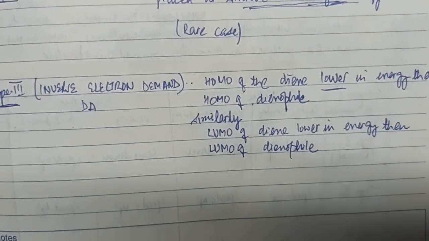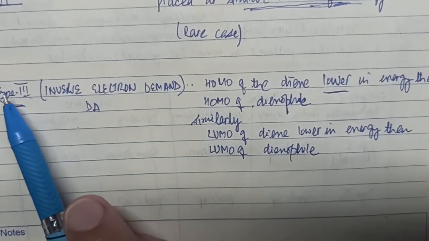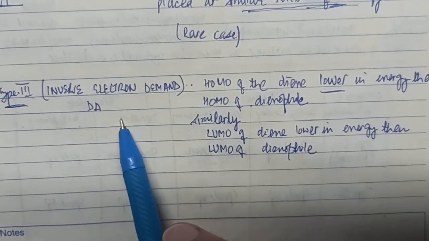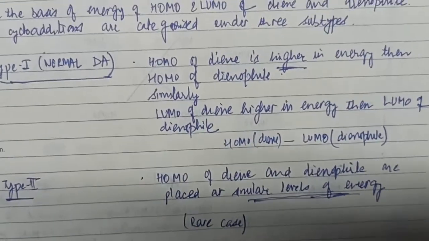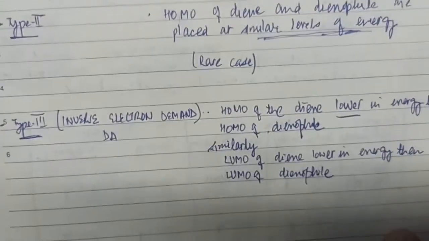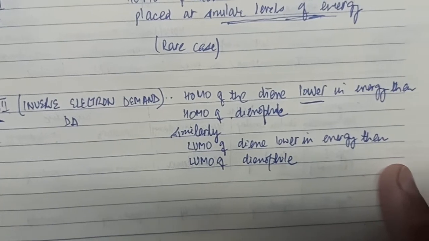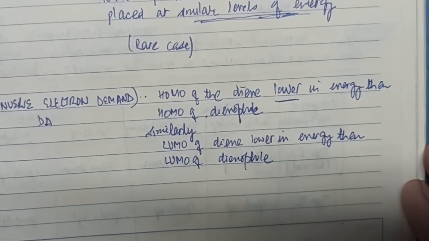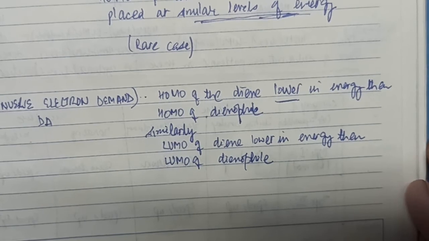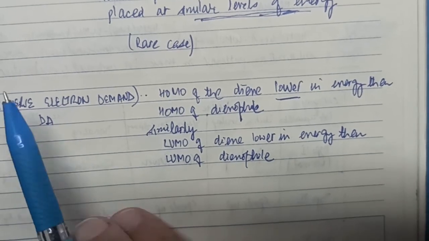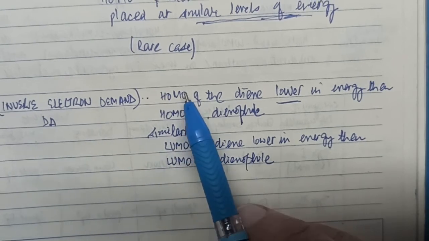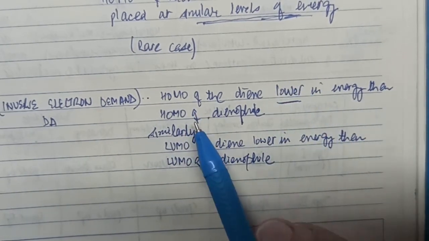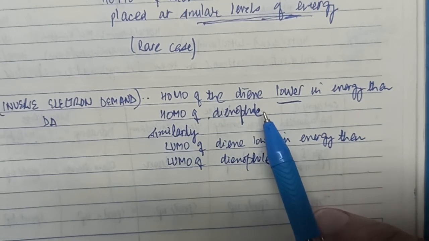The third type of Diels-Alder reaction, which we call type 3, is also known as the inverse electron demand Diels-Alder cycloaddition reaction. If type 1 was normal, type 3 is inverse electron demand. When we use this word inverse electron demand, that means the electron demand is opposite, the inverse of what it was in the case of normal Diels-Alder. What do we mean by this? That would mean that the HOMO of the diene is actually lower in energy than the HOMO of the dienophile. This was the converse or the opposite case.